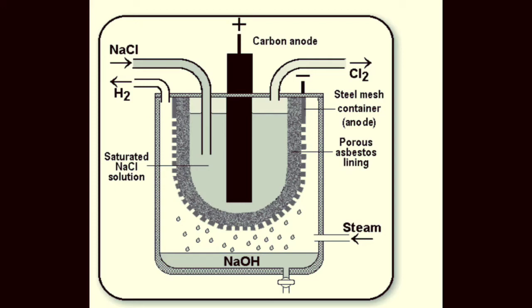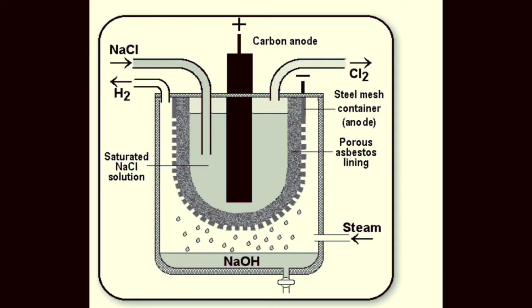And what is the function of the porous asbestos lining? It prevents the mixing of sodium hydroxide and chlorine, because chlorine has the capacity to react with sodium hydroxide to form hypochlorites and chlorides. That's why we use the asbestos lining.